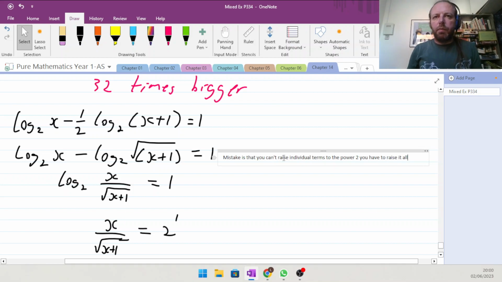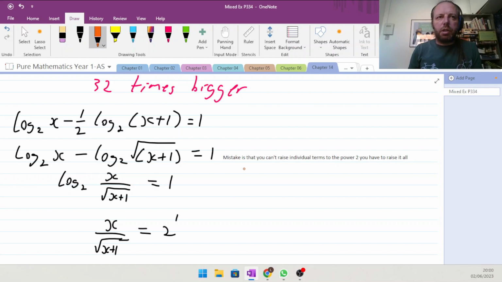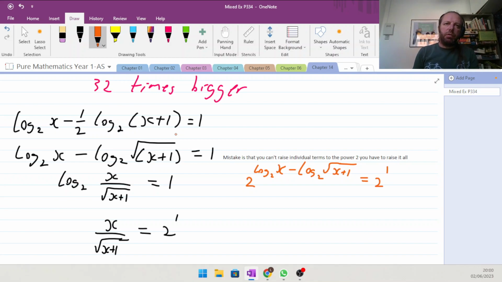Okay. What they should have done, just to be clear about this, is they should have done 2 to the power log 2x minus log 2 square root x plus 1 equals 2 to the power 1. That is allowed, but the alternative that they went for of doing it individually is not.